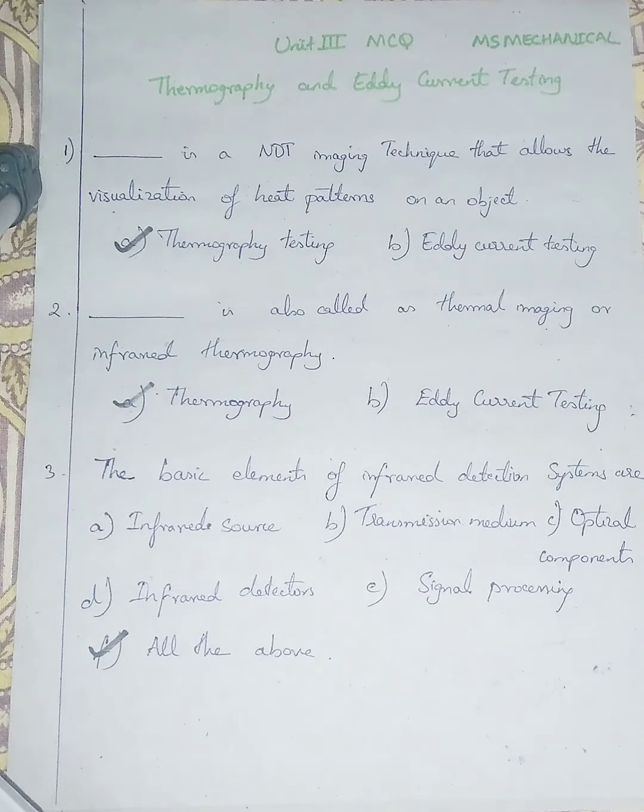The above 5 elements are the basic elements for infrared detection system. One is infrared source. The second one is transmission element. Third one is optical components. Fourth one is our infrared detectors. Fifth one is our signal processing.